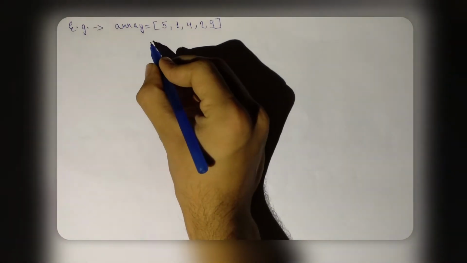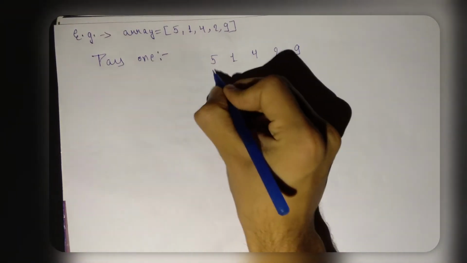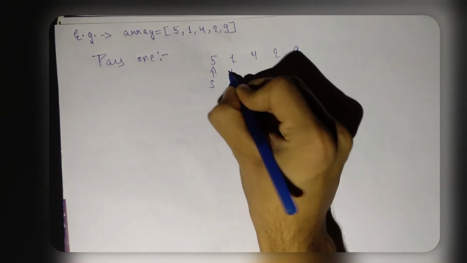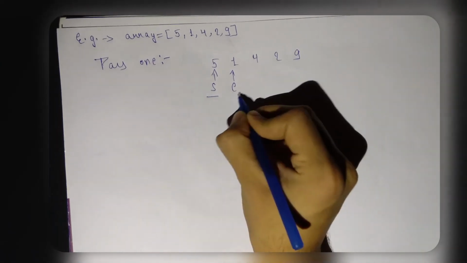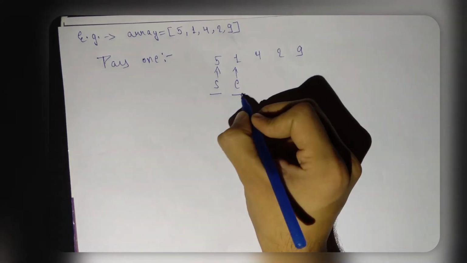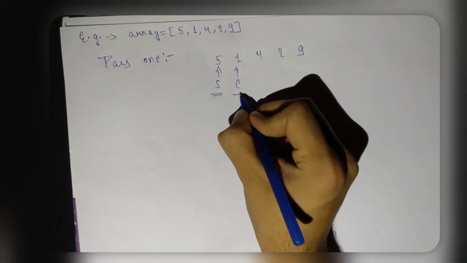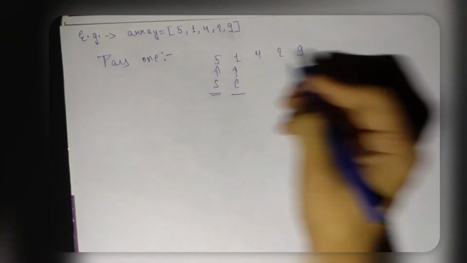So this is our example array. Now we'll start with our pass 1. As I've told you, we will take two pointers: first our start pointer, another the end pointer. Start at the initial position and end pointer at the very next one. Now we will see whether the value at s is greater than the value at e or not. Here 5 is greater than 1, so we will directly swap them.